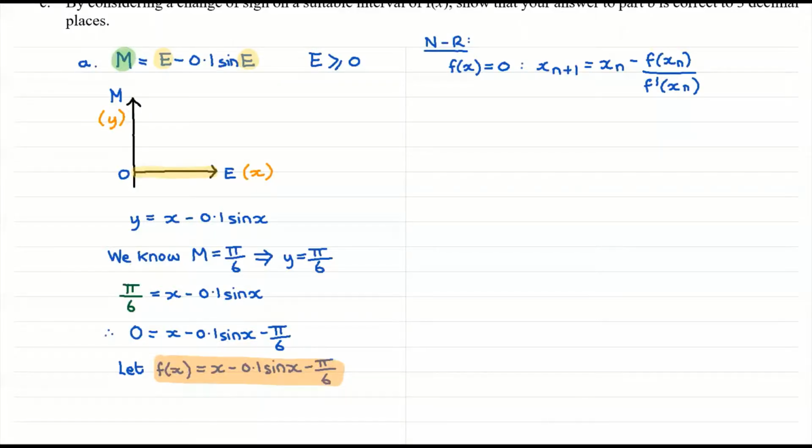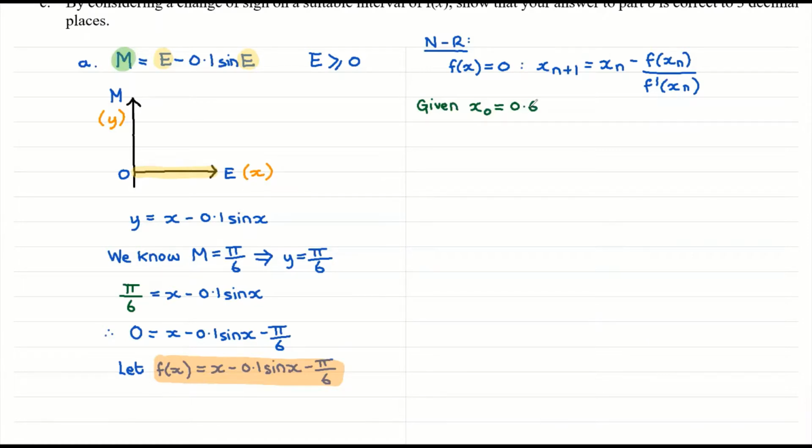Now, we only have to perform one iteration for the Newton-Raphson method. And if we set it up on our calculator, you can make your answer as accurate as you like. But in this instance, we're given a starting point. So we know that x naught is equal to 0.6. Given a starting point, we've just got to write out the Newton-Raphson formula.